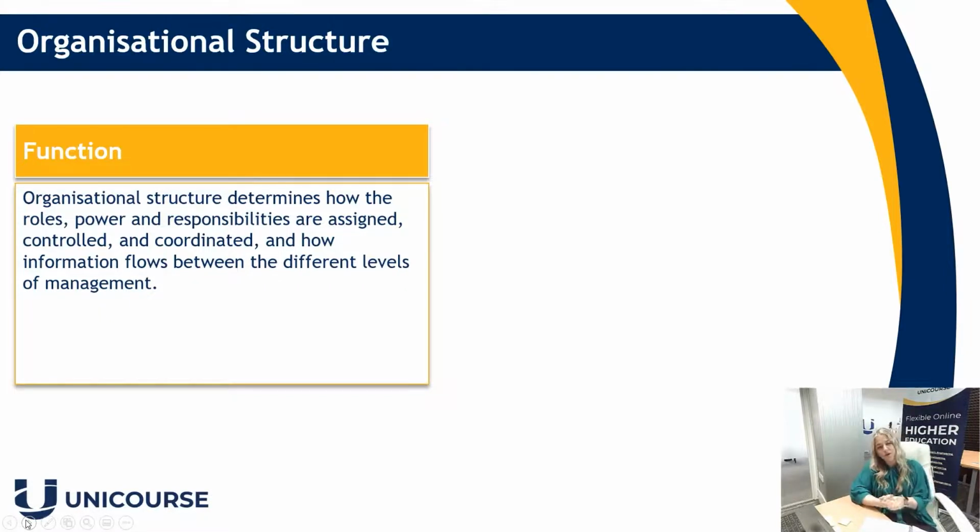So the function of an organisational structure is to not only allow you to see the chain of command, but you should consider it as the backbone for strategy, for any activities, for communication within the organisation. And I've noted down here that you can look at the power and responsibilities that are assigned and how information flows between the different levels. You can also consider disciplines and who's in charge of who and how people have to work alongside who as well.